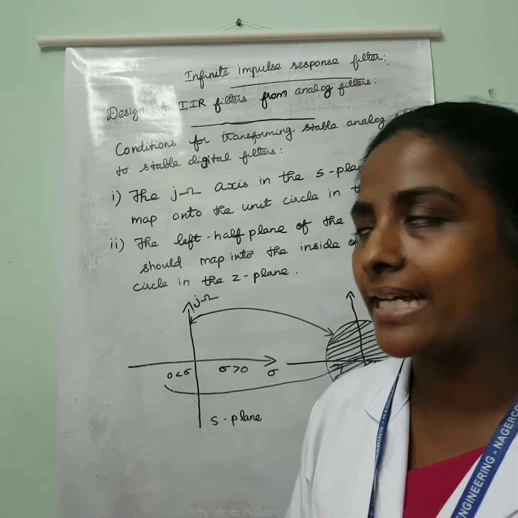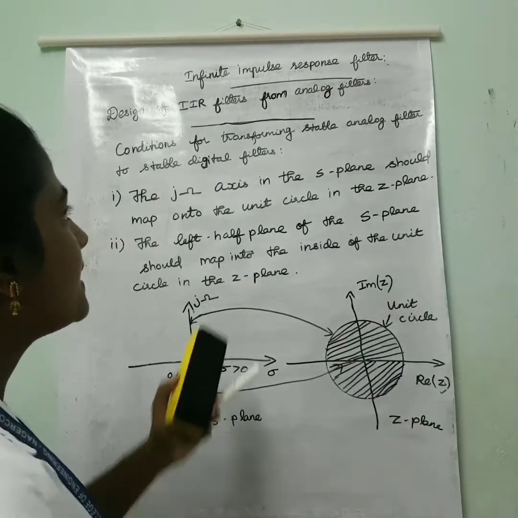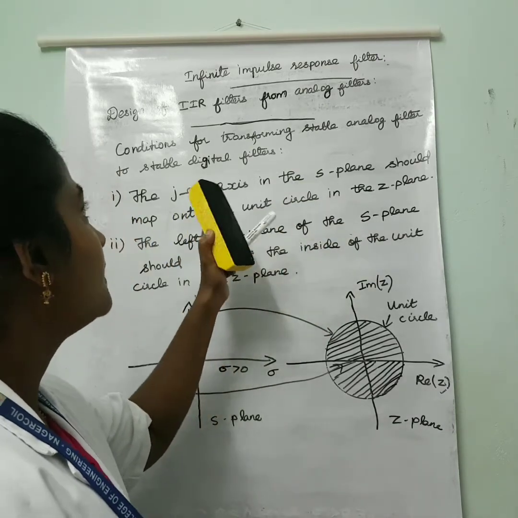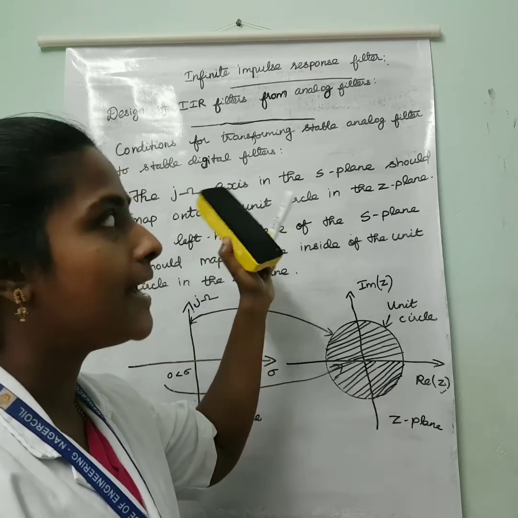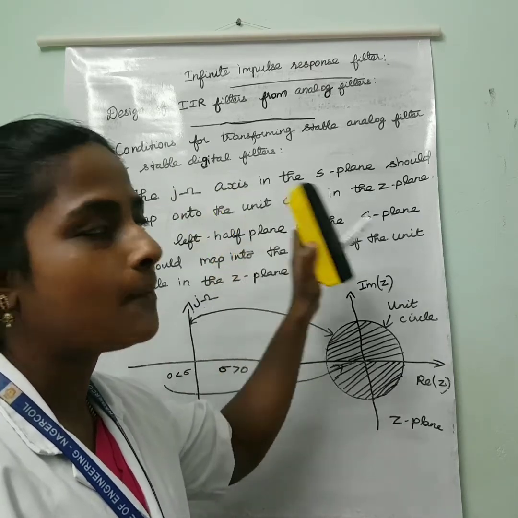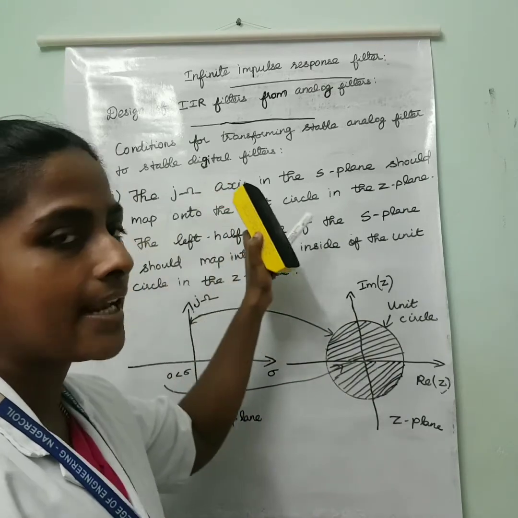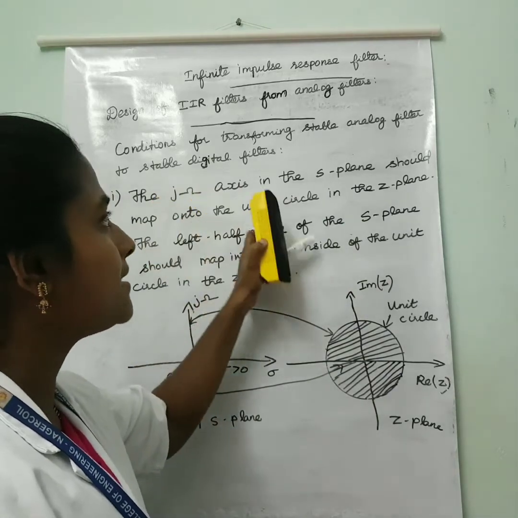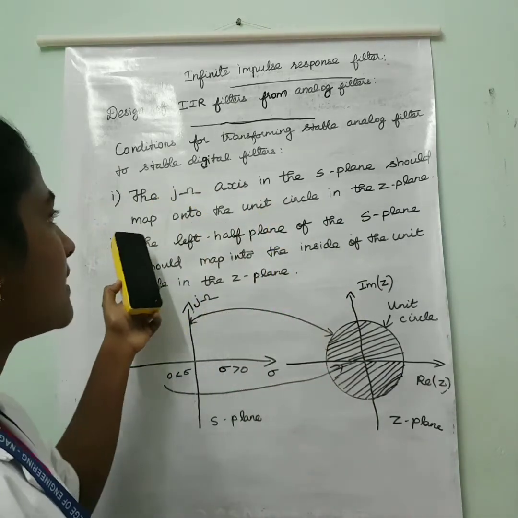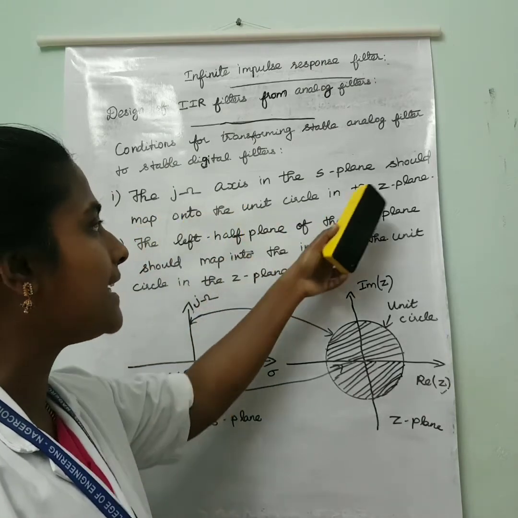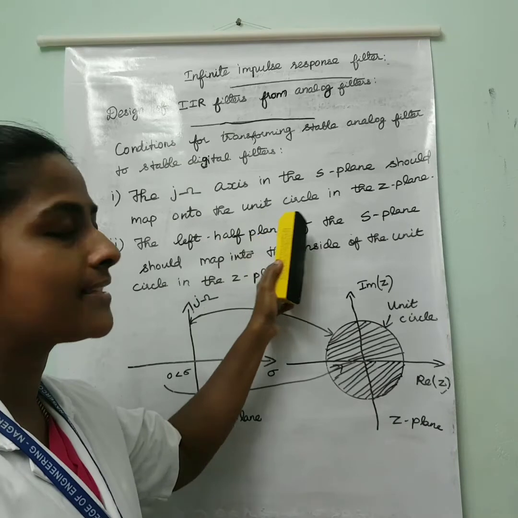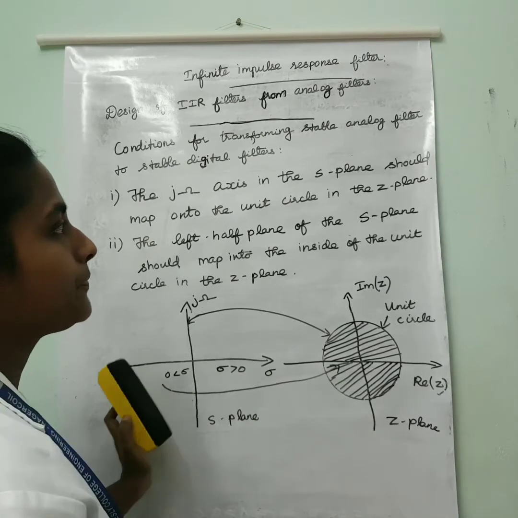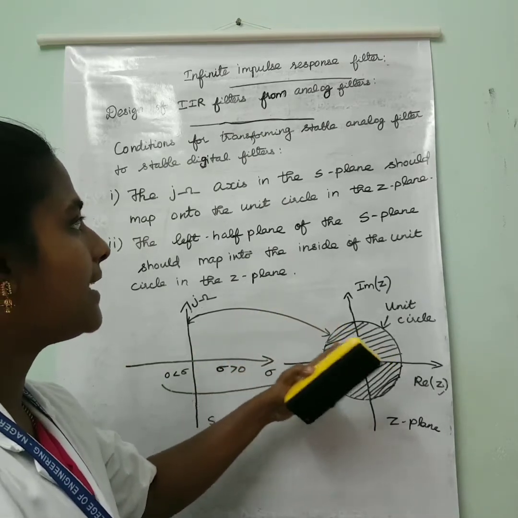First we can see the conditions for transforming a stable analog filter to a stable digital filter. In the design of IIR filters, we are going to design the IIR filters from analog filters. The first condition is that the j omega axis in the S plane should map onto the unit circle in the Z plane.